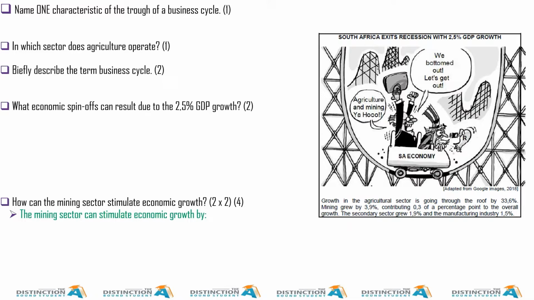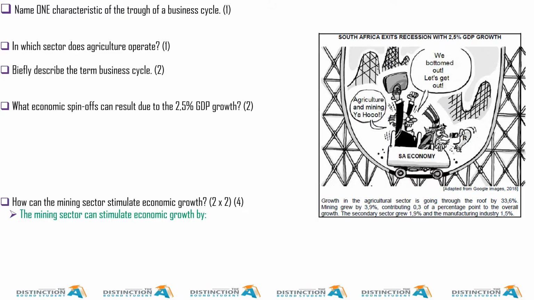This one will be: study the cartoon below and answer the questions that follow. So let's see what we see here. South Africa exits a recession. So we're coming out of a recession with 2.5% GDP growth. All right, so we should know what a recession is. Anyway, it's the first phase of a downswing. We have two phases there, a recession and a depression, and a country is said to be officially in a recession if it goes for 3 consecutive quarters of negative economic growth. So here it's saying South Africa exits recession.